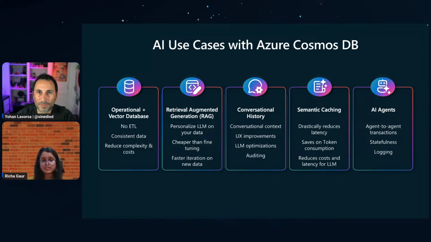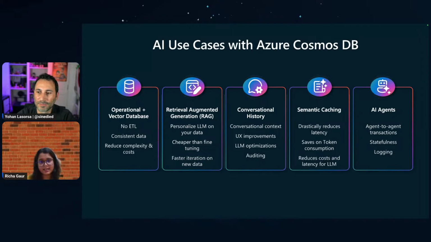Coming to conversational history, you can store chat history in Cosmos DB. It provides conversational context to the LLM as well as the user, thus improving user experience and maintaining the continuity of the conversation. On top of this, you get semantic caching. With semantic caching, you can reduce the LLM token consumption, which reduces the cost of using an LLM. And you get faster response latency with smart intent-based caching.